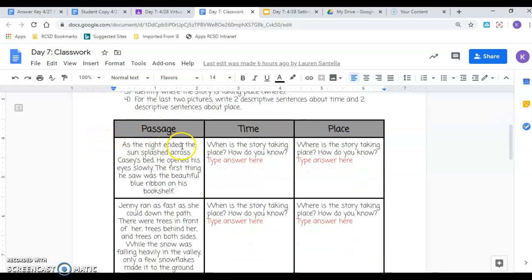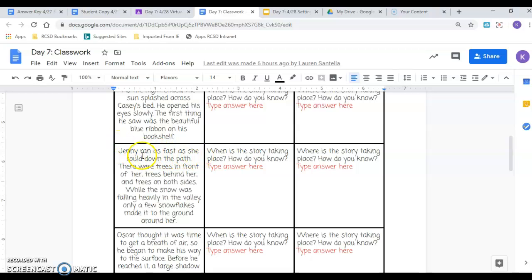As the night ended, the sun splashed across Casey's bed. He opened his eyes slowly. The first thing he saw was the beautiful blue ribbon on his bookshelf. Okay, tell me the time. When is the story taking place? How do you know? And the place. Where is it taking place? How do you know?